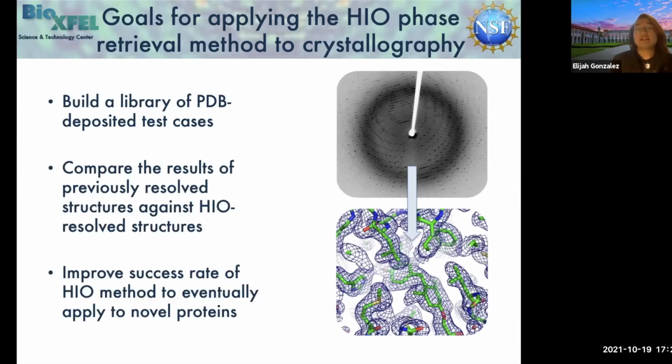And eventually what we'd like to do is to improve the success rate of this HIO method to eventually apply to novel proteins. In other words, we're interested in testing the reliability and essentially the robustness of this method for protein crystallography. And if we know that it's robust, then we'd like to optimize it as well as we can.